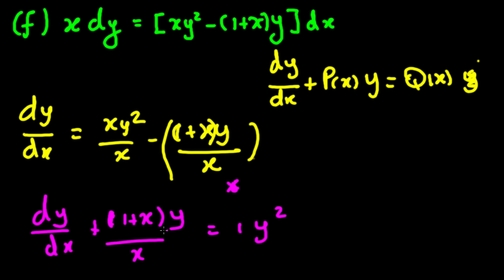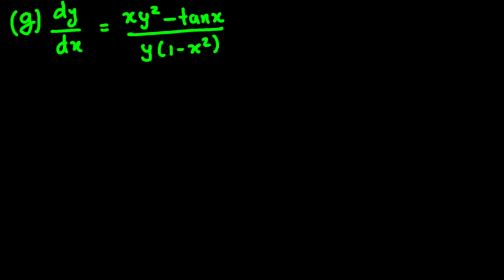From this one you can see that without this y square, this is a linear first order differential equation. Because of this y square, this is a Bernoulli's differential equation. Okay, and that's how we find out whether an equation is Bernoulli's or not. Now let's look at the next one.